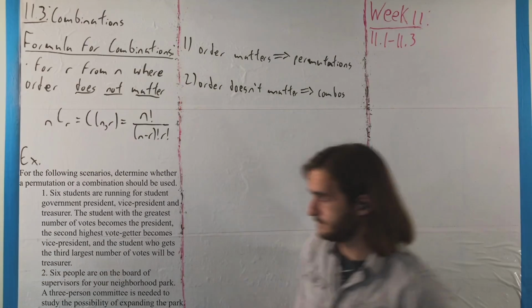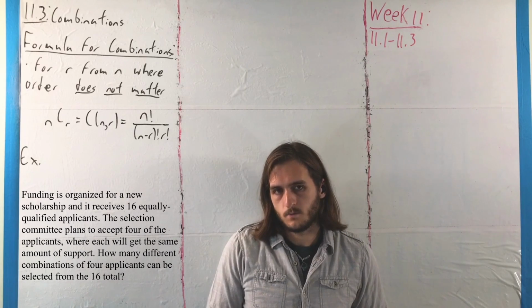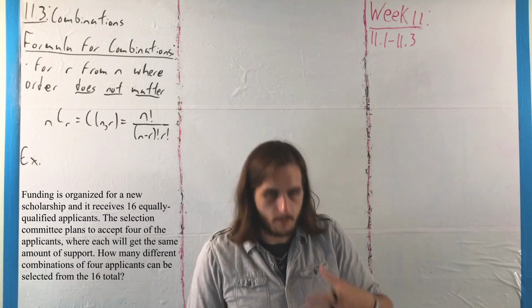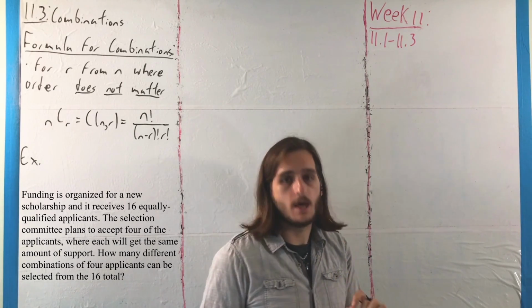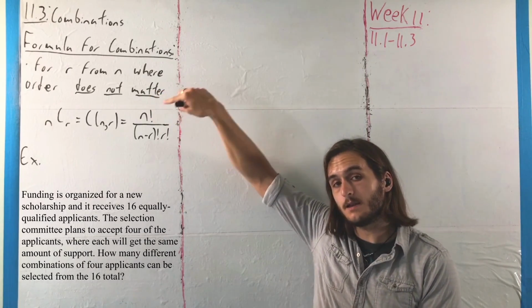For our second example, we have that funding is organized for a new scholarship and it receives 16 equally qualified applicants. The selection committee plans to accept 4 of the applicants where each will get the same amount of support. How many different combinations of 4 applicants can be selected from the group of 16? Here, we are selecting these applicants as they are. No one's going to get more money, no one's going to get less money if they're first or last. So, in this case, again, we have to pay attention to the fact that order does not matter.